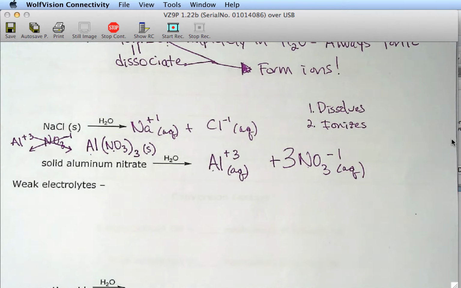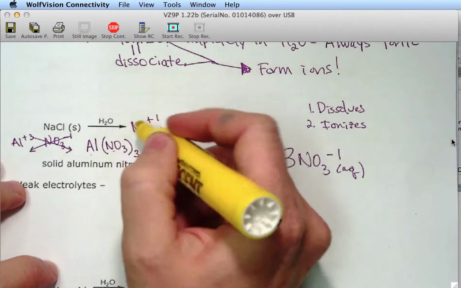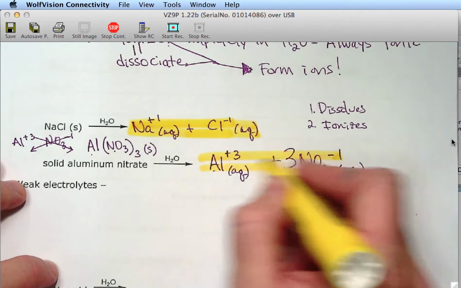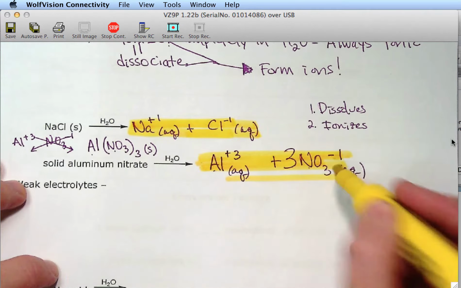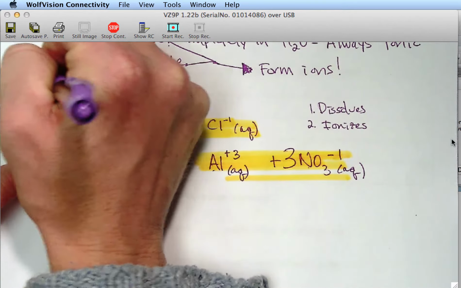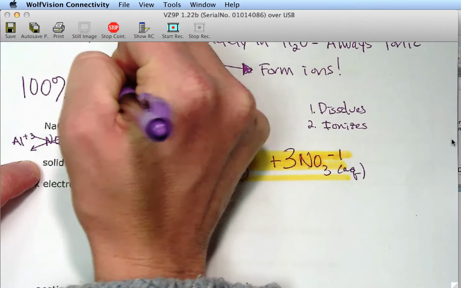So when you're talking about strong electrolytes, all you have is ions. So it's all ions. So 100% ions.